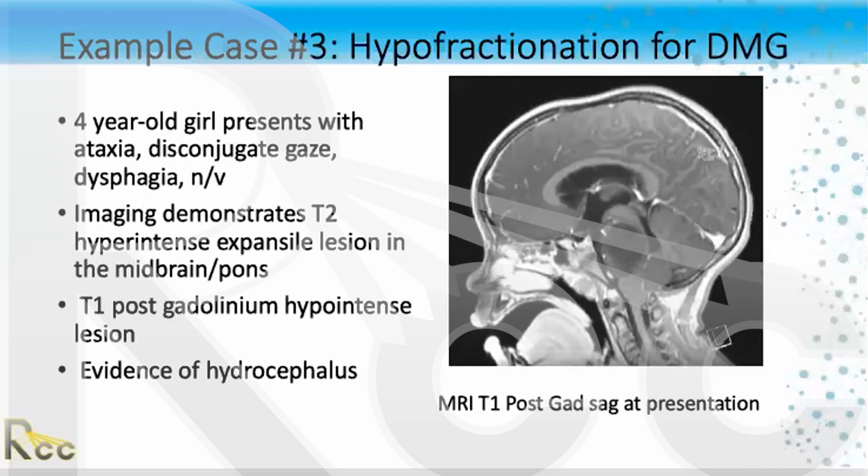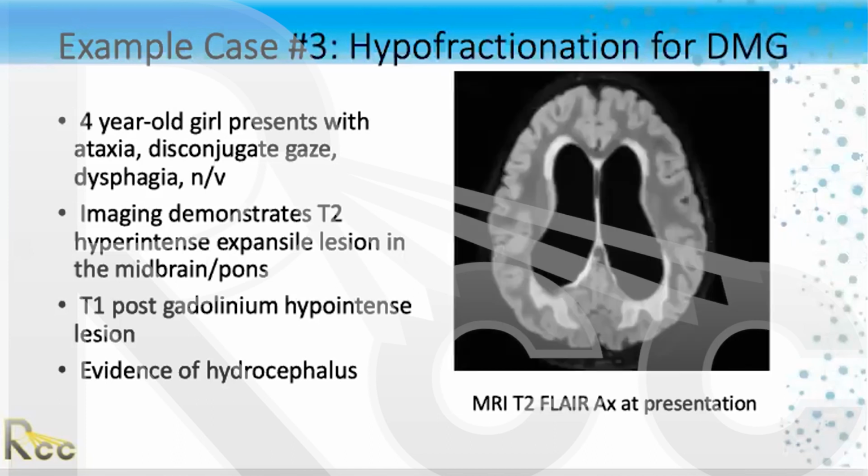And in T1 postgadolinium, there's hypointensity. So this may not represent such a high-grade lesion, but that's not uncommon for these diffuse midline gliomas. They still are, per WHO 2021 criteria, higher grade disease, but they may not show contrast enhancement. And also this patient had evidence of hydrocephalus at presentation, shown here on an axial scan, due to CSF flow obstruction, which also is not uncommon.